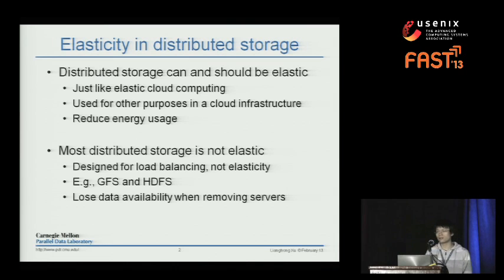But unfortunately, nowadays, most distributed storage systems are not elastic. The primary reason is that they are not designed for elasticity, but rather for load balancing. For example, the well-known Google File System and Hadoop Distributed File System. These file systems use pseudo-random data placement, so that you have very good performance due to good load balancing. However, if performance goes down and you want to shrink the system size, for example to half of the original size, you just can't do that, because you will lose data availability when removing servers for performance reasons.